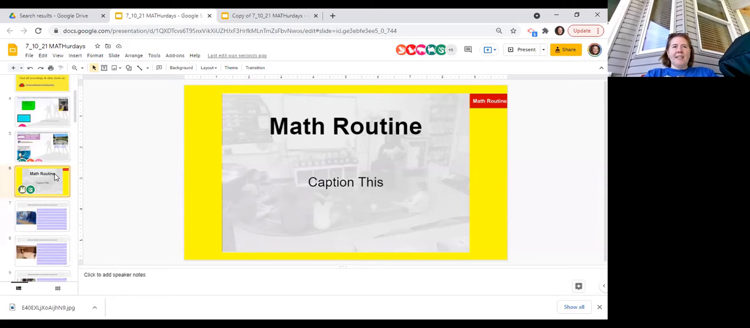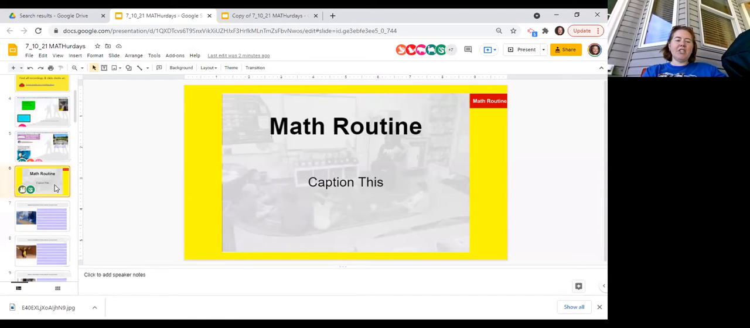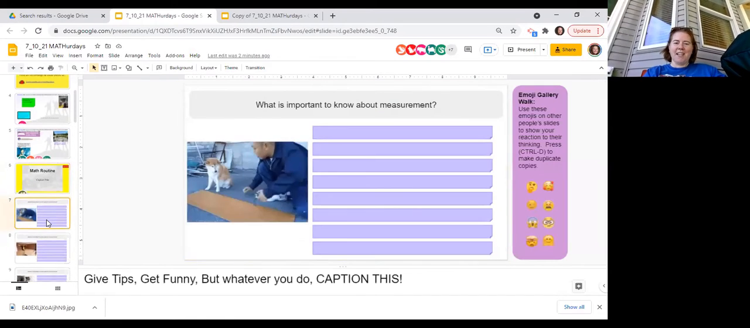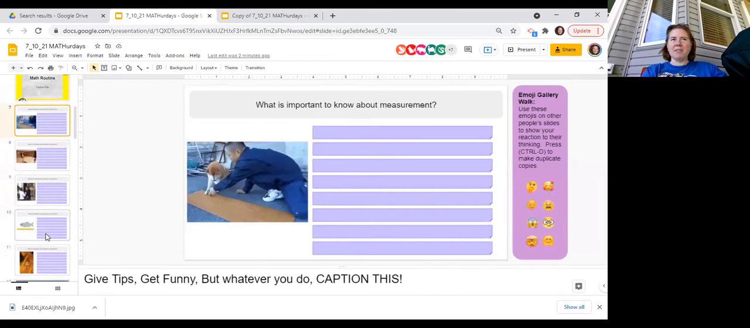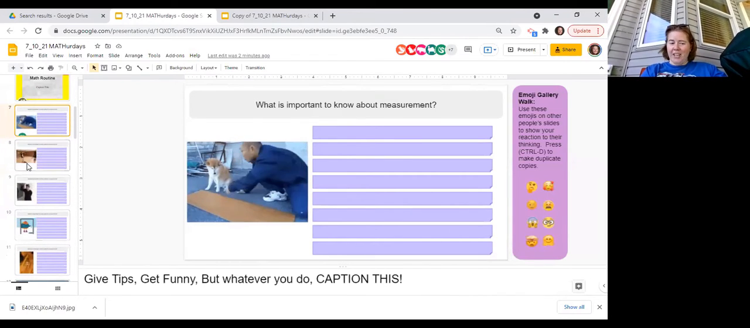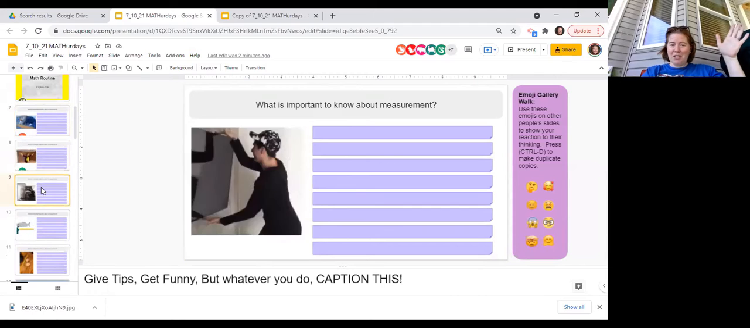I'm sure there are math examples of this. I haven't found any yet. If you know of resources for Caption This, feel free to add it to the slide. But essentially, what you're going to do here is pick a slide below, 7, 8, 9, 10, or 11, whichever one jumps out to you, and you're going to caption it. You could give tips about measurement. You could get funny, but whatever you do, caption it.